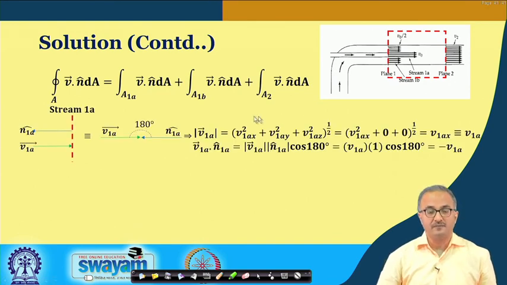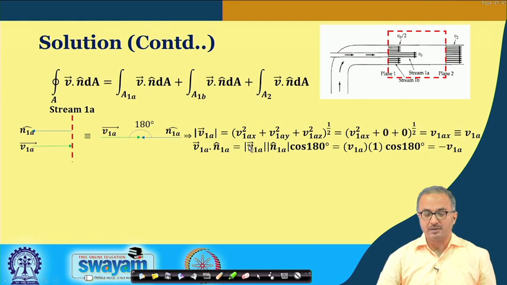Now first we come to the fluid coming from 1A, and here we see that the direction of the outward normal to plane 1 and the direction of the velocity are opposite to each other, so that the angle between them is 180 degrees. First we find the magnitude of the velocity, and here it has only one component, that is in the x direction. So this is V1Ax and we put it as V1A, and then we take the dot product.